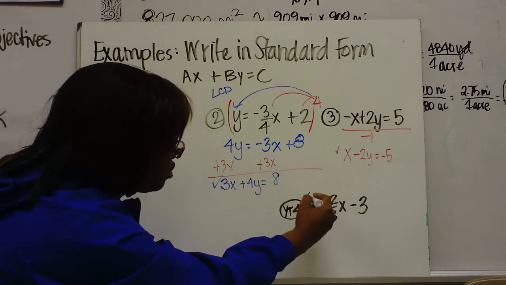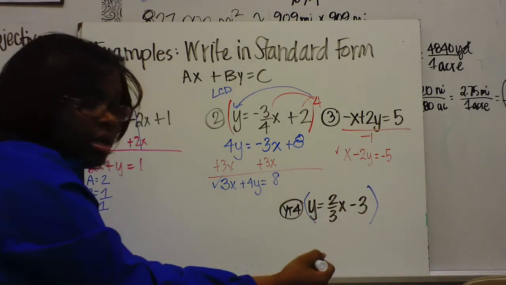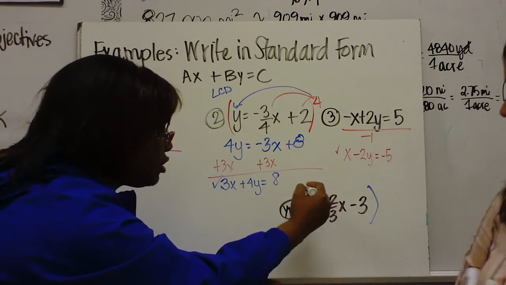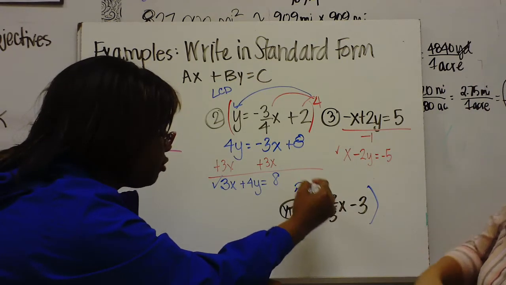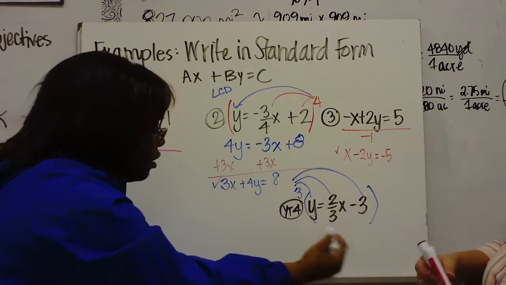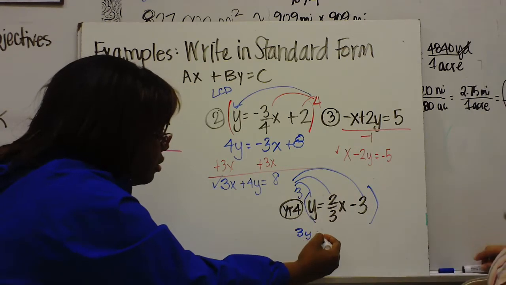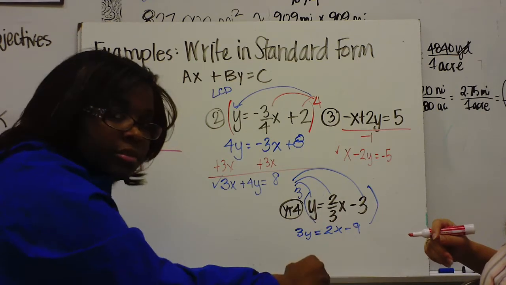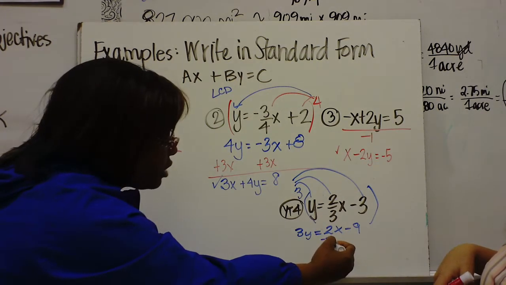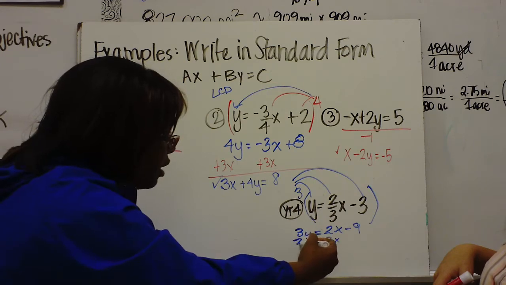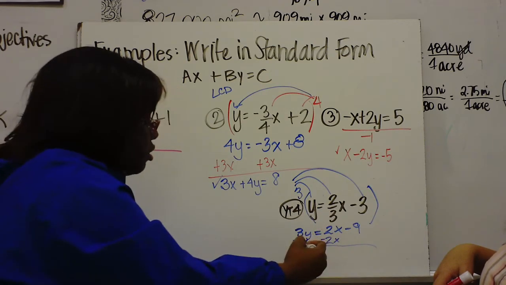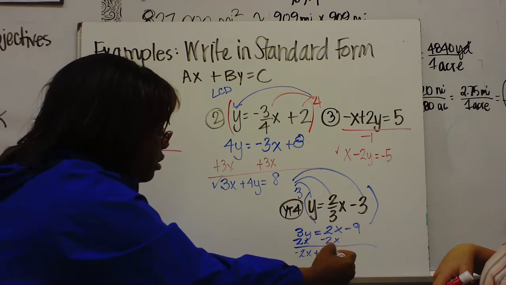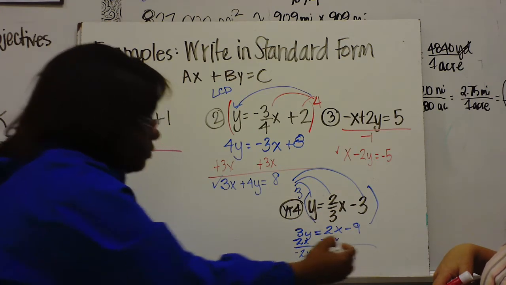You would first multiply by the least common denominator because we have a fraction. So the least common denominator is 3. And you distribute that 3 to everything. So you end up with 3y equals 2x minus 9. Then you would have to subtract 2x to put it on the same side with y. So you end up with negative 2x plus 3y equals -9.